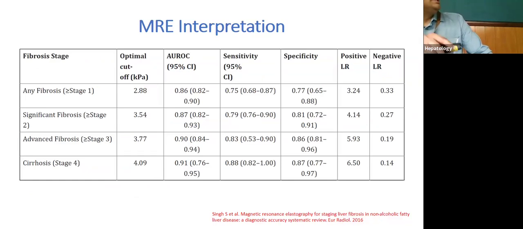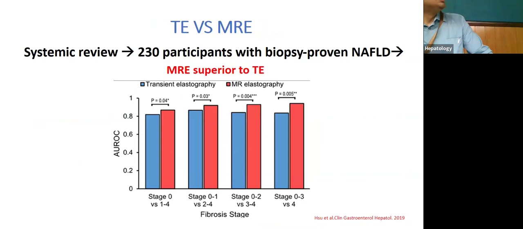And as you can see, it measures the stiffness in kilopascals. Anything more than 3.77 is suggestive of F3, and more than 4.09 is suggestive of F4 fibrosis. So if I ask you which test is the best amongst all the non-invasive tests for assessment of liver fibrosis, the best performance is of MR elastography.